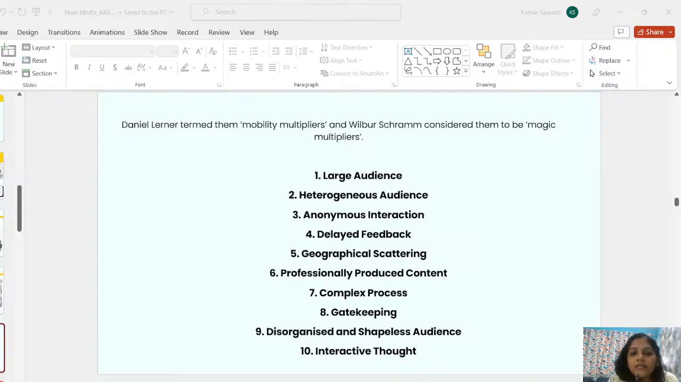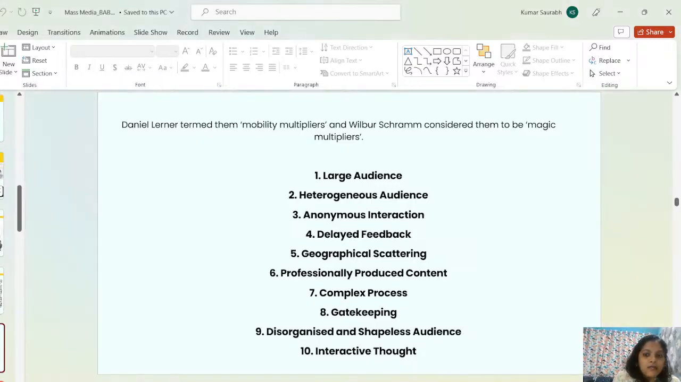And then disorganized and shapeless audience, of course, as I said, people from different locations, anonymity is there. And last is the interactive thought. That is, after the program has been made, people will further interact and further think about it. Like one debate is going on ABP News, some very crucial topic is being discussed. Once the debate is over, you are still thinking about what that person has said, and that it must have some kind of significance. So this is all about the communication types.